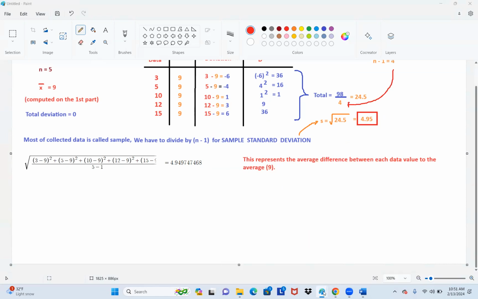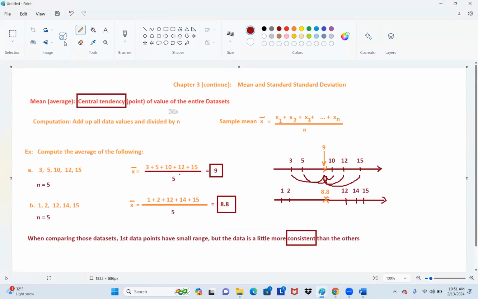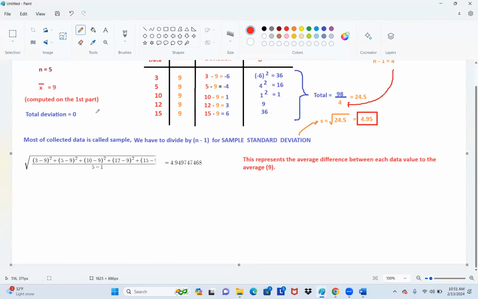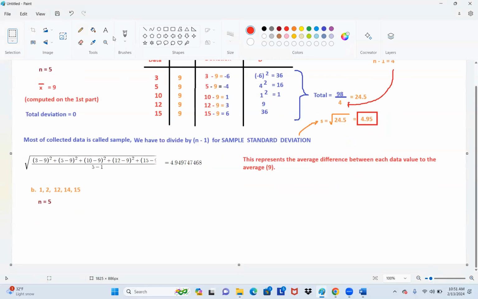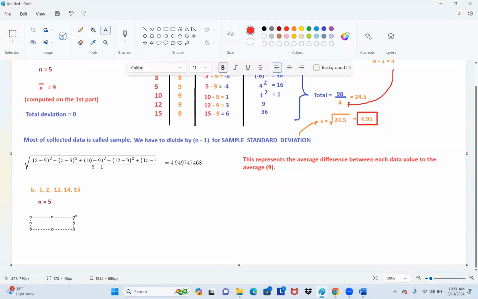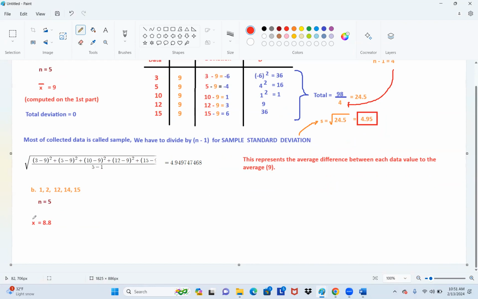All right, guys. So we're going to do one more practice, and we're going to look at a second data set as well. And we also have x bar, which was computed as 8.8 earlier, right? 8.8 was x bar. And then we're simply going to make a chart as well.